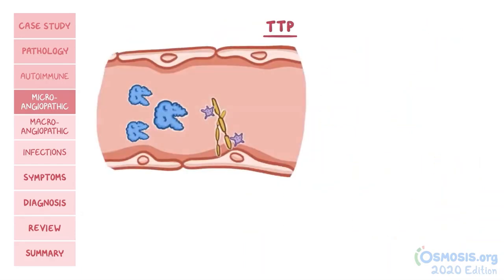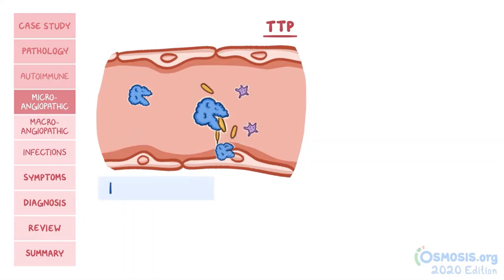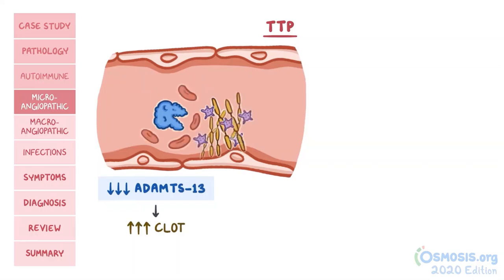In TTP, there's a deficiency of ADAMTS13, a metalloproteinase that breaks down von Willebrand factor, a protein needed for the formation of clots and their adhesion to the endothelial lining. So when there's not enough ADAMTS13, there's excessive clot formation, and these clots end up damaging red blood cells.